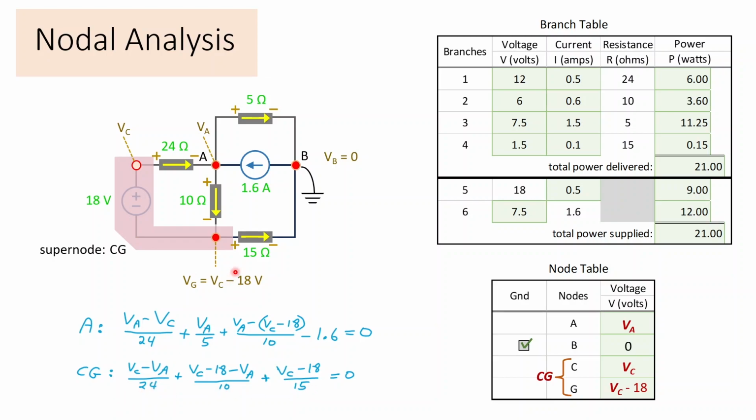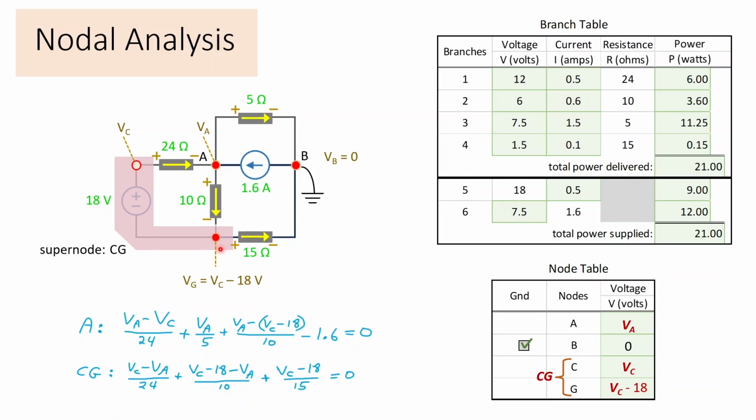So our second equation, if we focus on supernode CG, you could see we have 1, 2, 3 pathways for current to enter or leave supernode CG. So the first term happens up at C, right? Same as earlier, we take the volts where we are working, CG, so volts at C minus volts at A, right? So VC minus VA over 24. That's the current leaving the supernode.